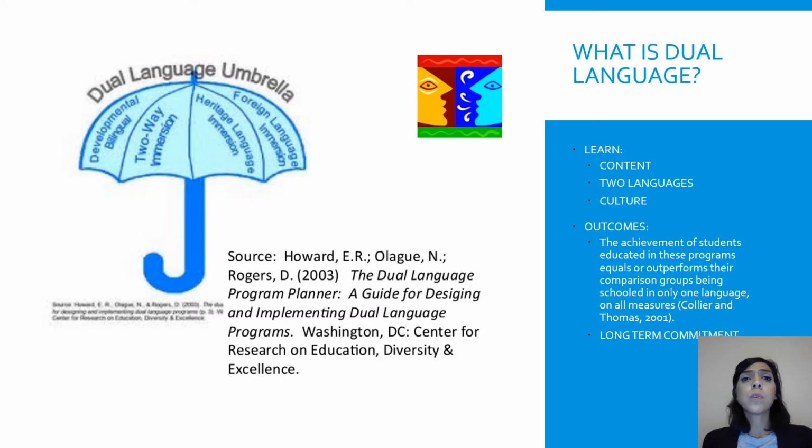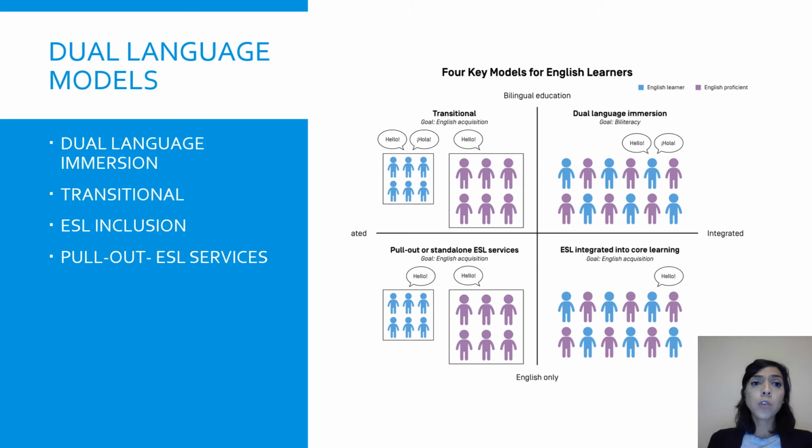We can see in this dual language umbrella, Thomas and Collier also mentioned how there's this umbrella where we have four different programs. We have a developmental bilingual, our two-way immersion, our heritage language immersion, and our foreign language immersion. So this is more like the overview of what a dual language program involves. A dual language model. There's several, and I just put four here because this picture showed me four, and I think it's important to really analyze what the picture is saying.